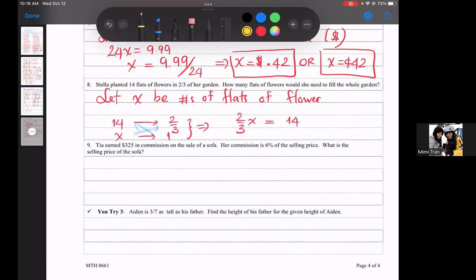Multiply both sides by... very good, 3/2. Maybe I should write in black so you can see. 3/2, 3/2, that one cancels. 14 divided by 2 is 7. 7 times 3 is 21. So 21 flats of flowers.